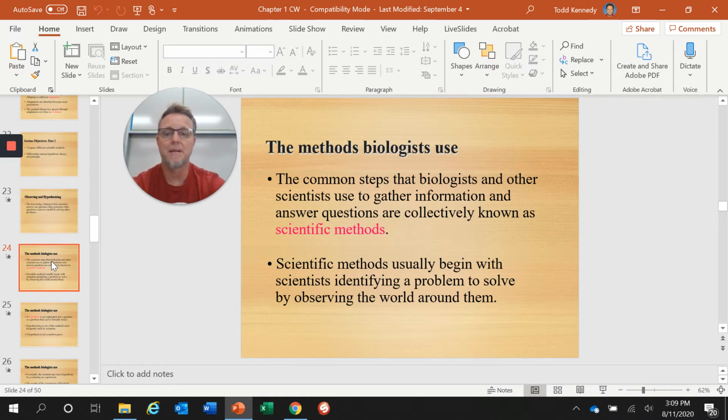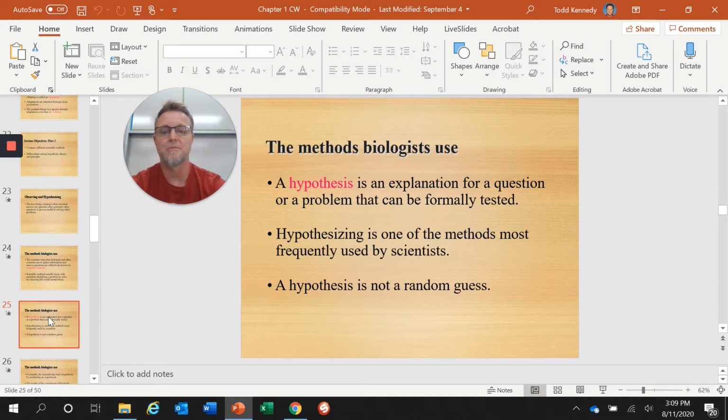Biologists use the scientific method, but so do chemists, so do physicists, so do geologists. Any area of science you could think of, they use the scientific method. So again, it starts with an observation. Once that observation is made, we go on to a hypothesis. A hypothesis is an explanation for a question or problem that can be formally tested. The first thing you need to remember about a hypothesis is that definition. It has to be something that can be tested.